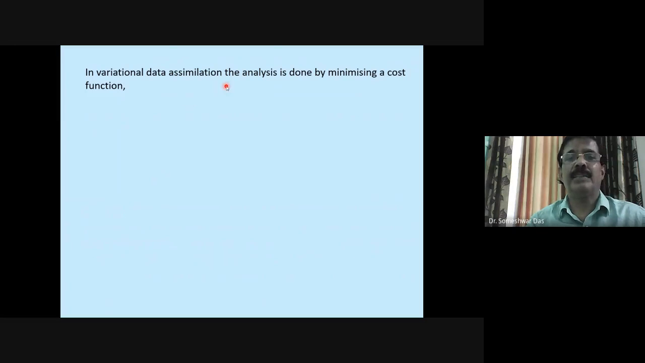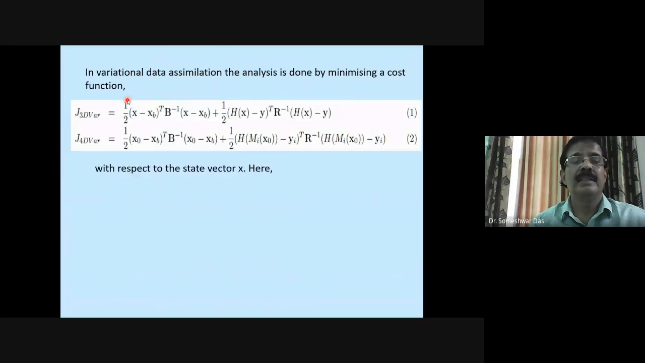In variational data assimilation, the analysis is done by minimizing a cost function that you already know. Say, for example, in 3D-Var, this is the equation that you have already seen. And the 4D-Var equation also is very similar. Minimizing the cost function in 4D-Var is also very similar to 3D-Var. Almost the same terms, half (x0 minus xb) transpose, B inverse (x0 minus xb) plus half. All these things are similar, except that there is a new thing, Mi, which is a function of x0, and similarly here also Mi x0, where H is the observation operator.